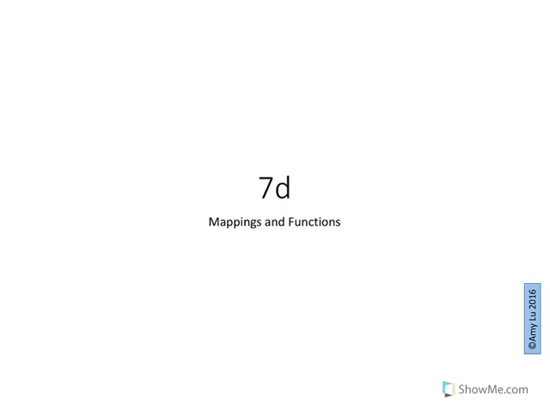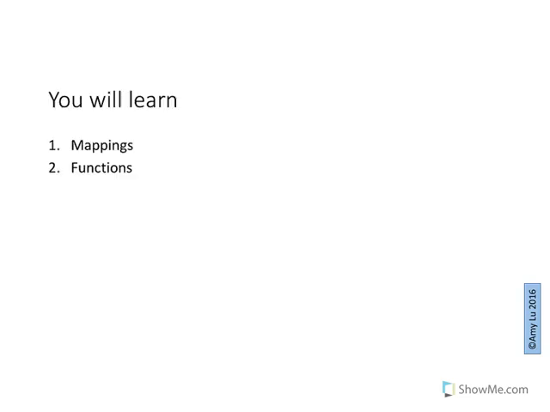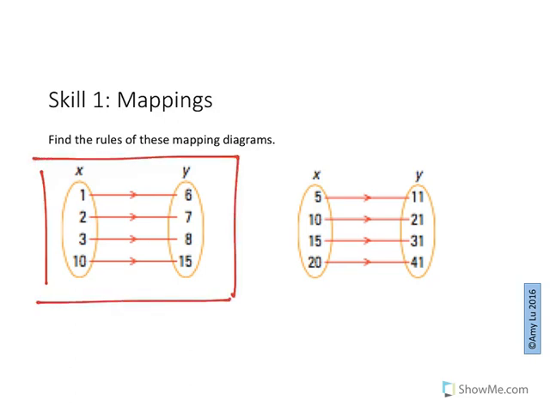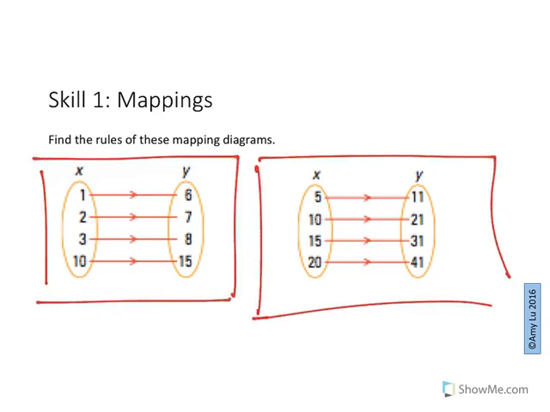So this is chapter 7D on mappings and functions. In this chapter, we'll learn about mappings and functions. So here we go, mappings. Mappings are these diagrams you see here below that I am boxing in red.